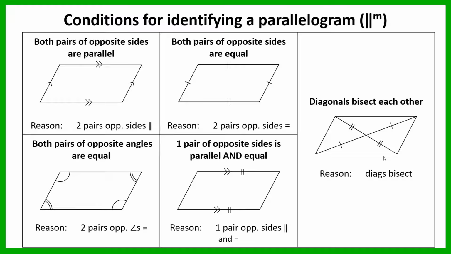If you know about the diagonals, you can also prove that it is a parallelogram if you can prove that the diagonals bisect each other. Both diagonals have to bisect each other.